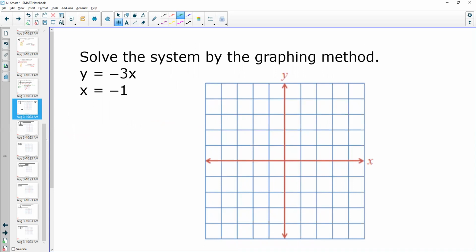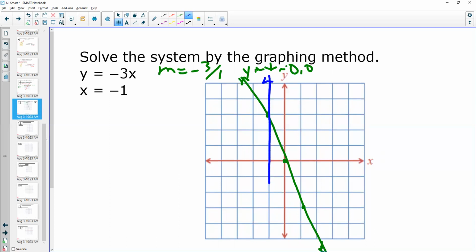Graph y equals -3x, and then graph x equals -1. So for y equals -3x, m is -3 over 1. Y-intercept is 0. And let's do that one first. So I'm going to start here. Down 3, right 1, down 3, right 1, up 3, left 1. Approximately my line. And x equals -1 is a vertical line at x is -1.